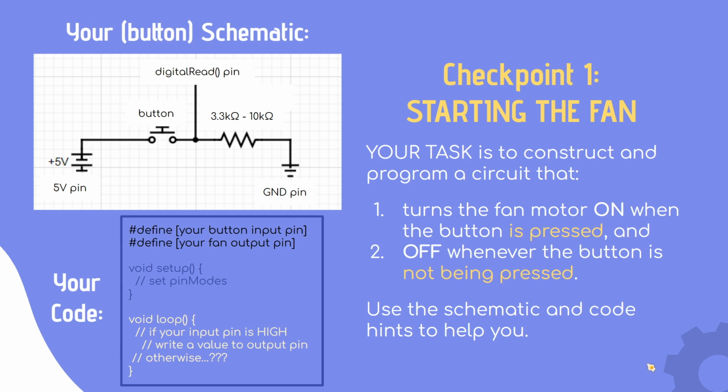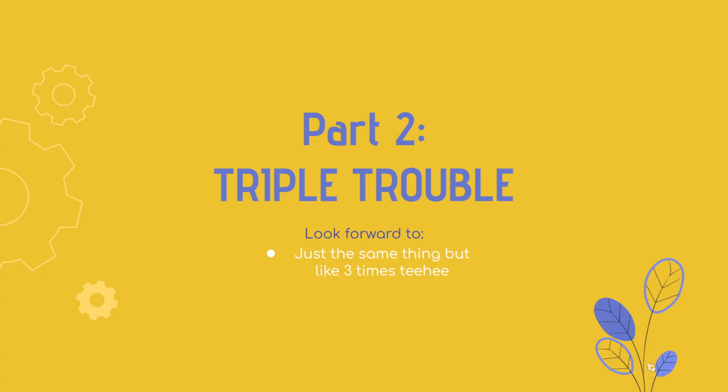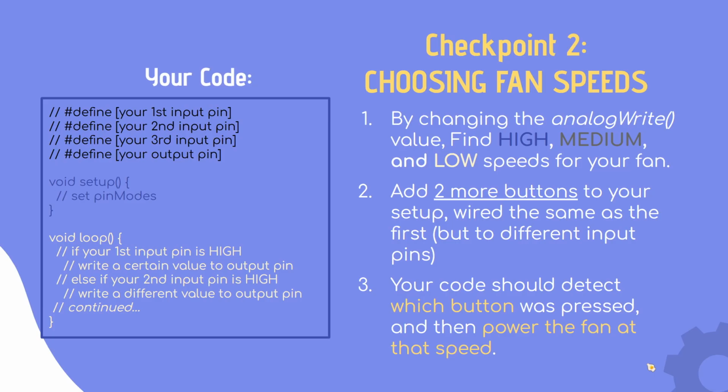I think I want to just go through the rest of them. Okay, so this is the first checkpoint. I want to let you guys go, but we'll just go through the rest of the checkpoints really quickly. So part 2 is going to be the same as part 1, except now you have 3 buttons. It's the same exact idea, except instead of using a digital write pin, you're going to use an analog write pin. That's going to write high, medium, and low speeds to your fan.